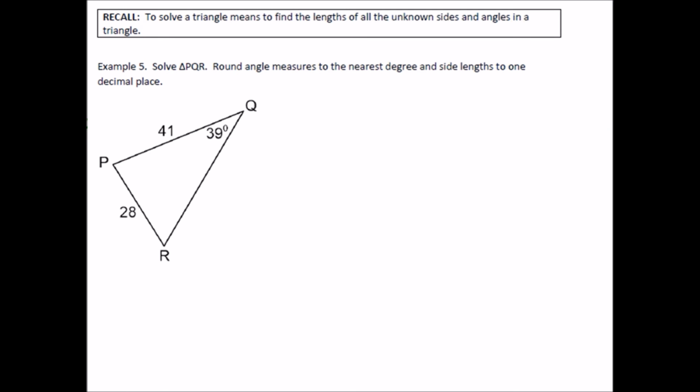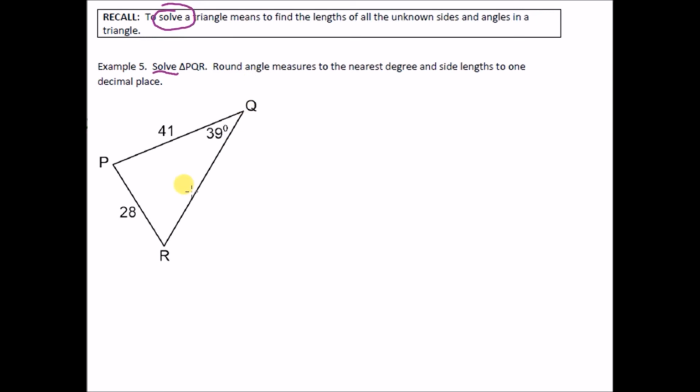All right, so let's recall. To actually solve a triangle means to find the lengths of all the unknown sides and the angles. Okay, so to solve means to solve 3 side lengths, 3 angles. So example 5, triangle PQR, solve it. Round angle measures to the nearest degree and side lengths to 1 decimal. Okay, that's usually how it is. Angles are usually just to the nearest degree.